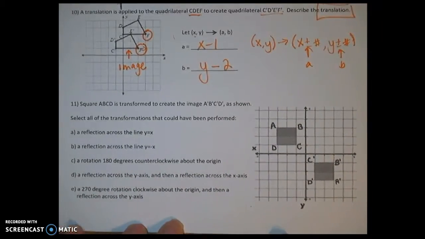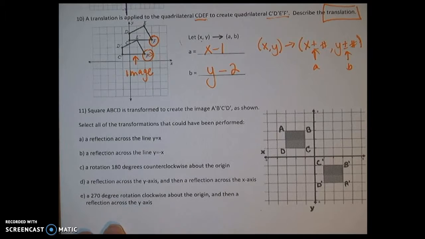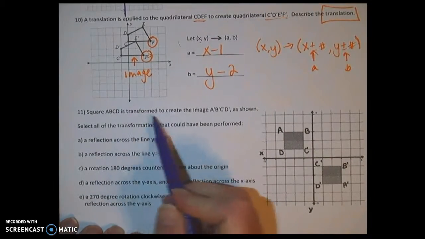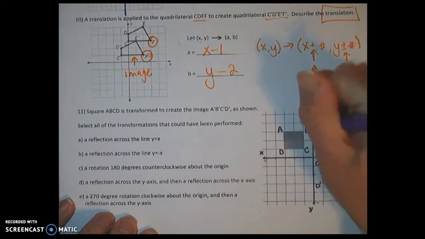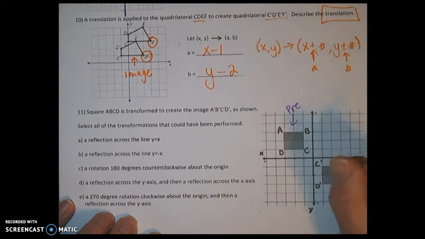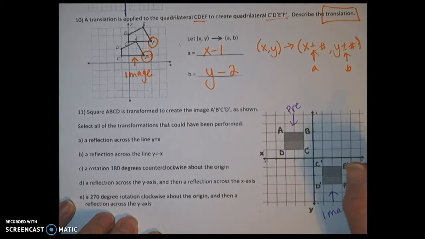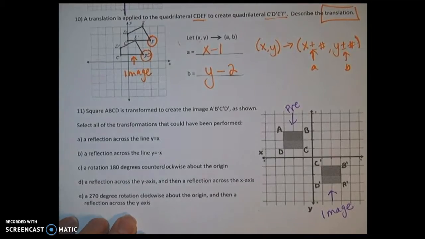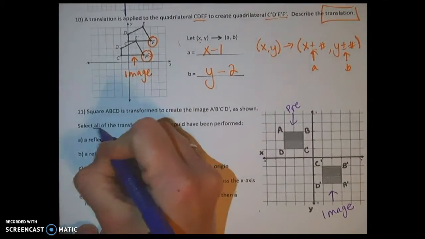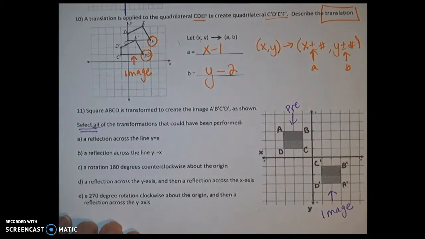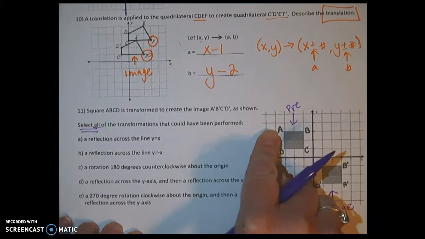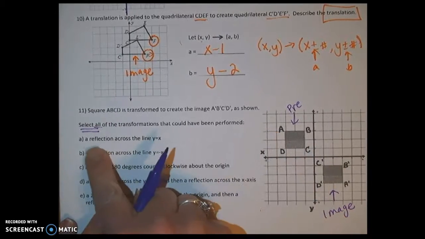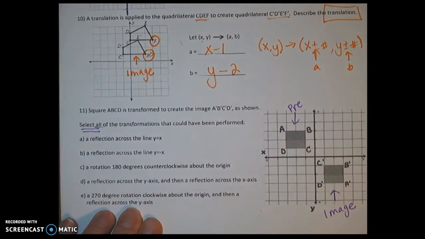In number 11, we are looking at square ABCD, and we are told it's transformed to create A prime, B prime, C prime, D prime. So this one is my pre-image, and this one is my image. So how in the world did I get there? It says select all, that's important, we have to look at all of the transformations that could have been performed. If I look at the first one, it says a reflection over the line y equals x.